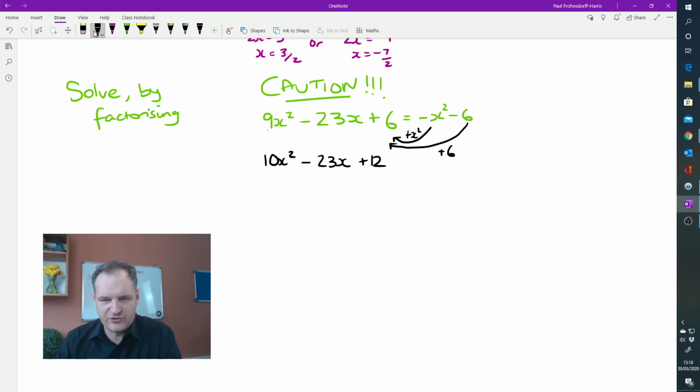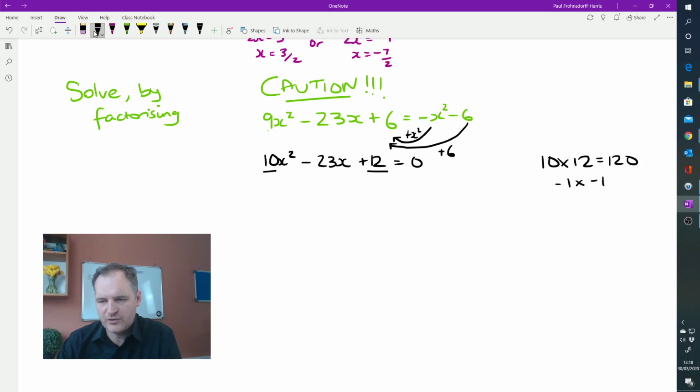So let's have a look at this question. This is now equal to 0. More on that later. First off, we're going to take our 10 and our 12. 10 times 12 is 120. So we're going to list our factors of 120, but it's a minus. So these must both be minuses.